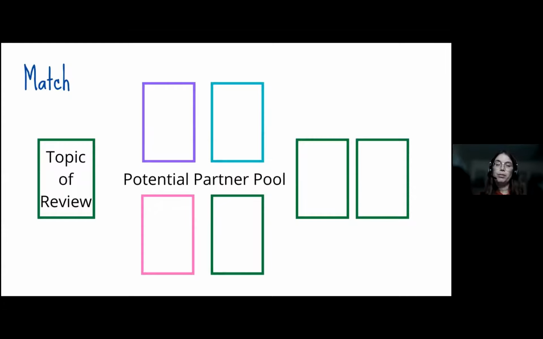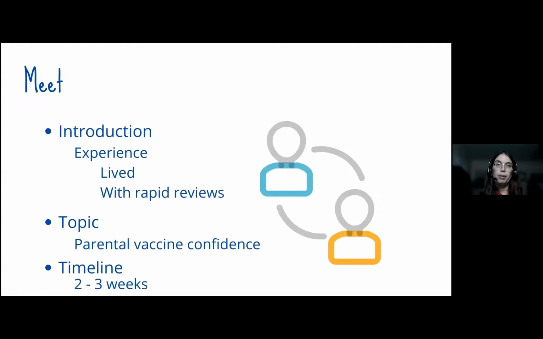And I really don't know how I would have gotten connected without a pool, especially for something that takes such a short period of time. I'm really appreciative. And because the pool is diverse, then there are all kinds of different viewpoints that can be accessed as citizen members for rapid reviews.